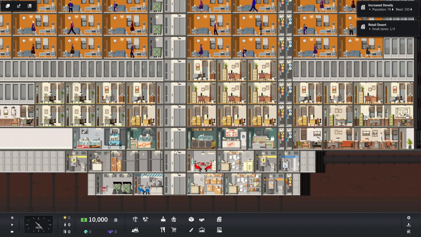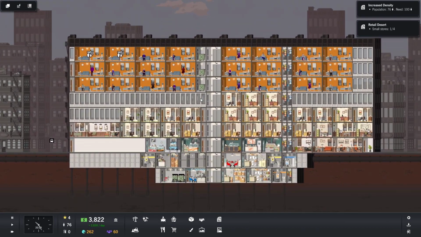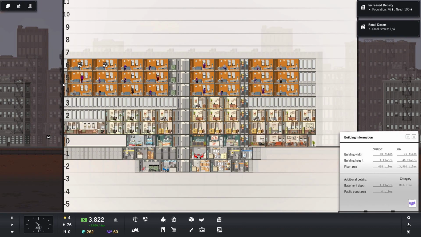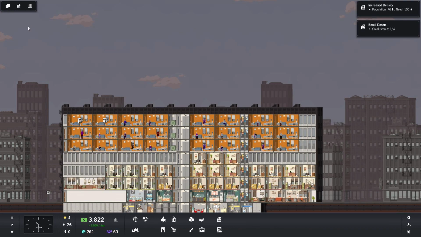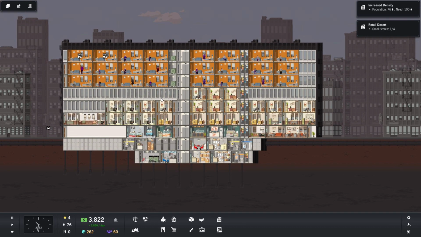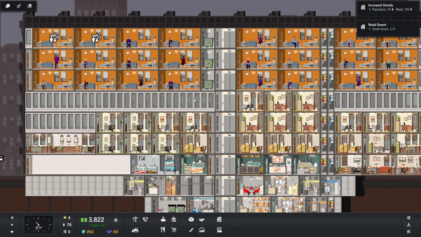Now, I have not played this game extensively. As you can see here, we're only how many stories up? Just going to find that. We're only six stories up so far. Obviously, by definition, this probably would not qualify as a skyscraper.